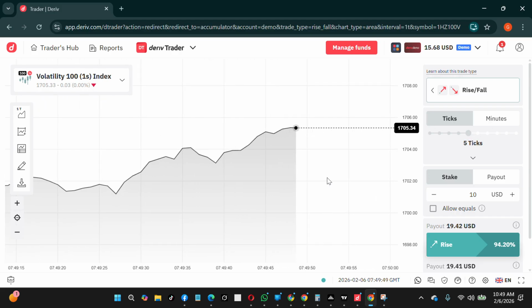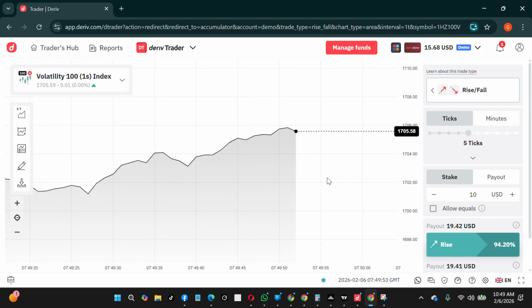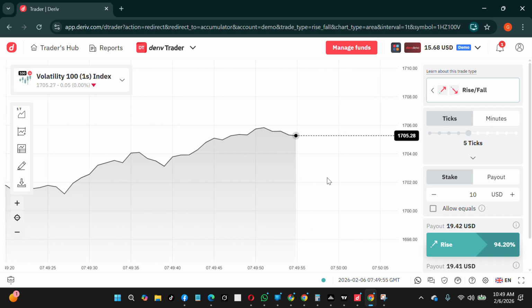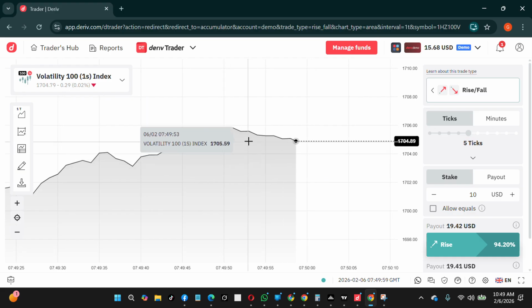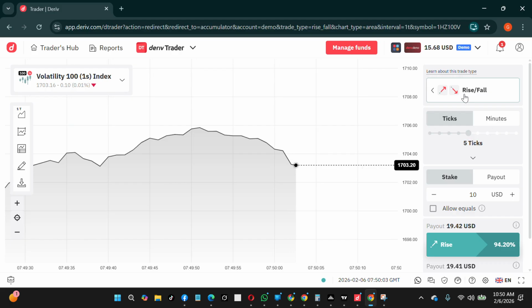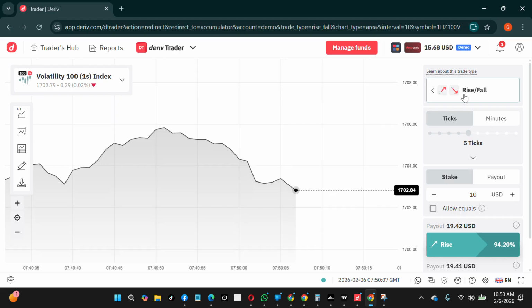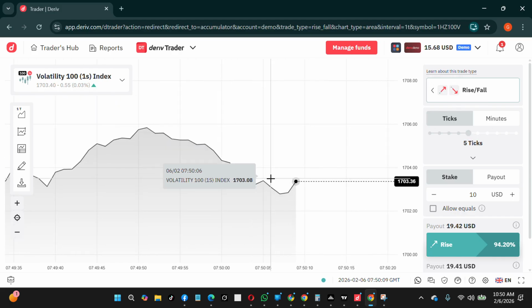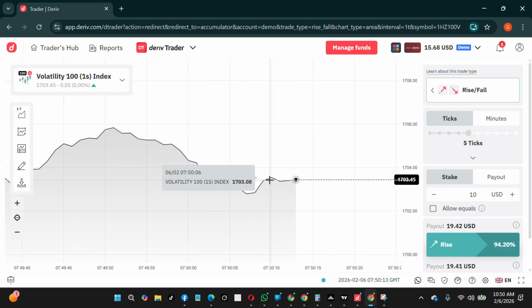Rise and fall is all about predicting the asset's movement, either up or down. You are just predicting if the market will go up or down. This is only a prediction. As you can see, this asset is moving up and down, but when you look at it right now, you can't predict the next movement.